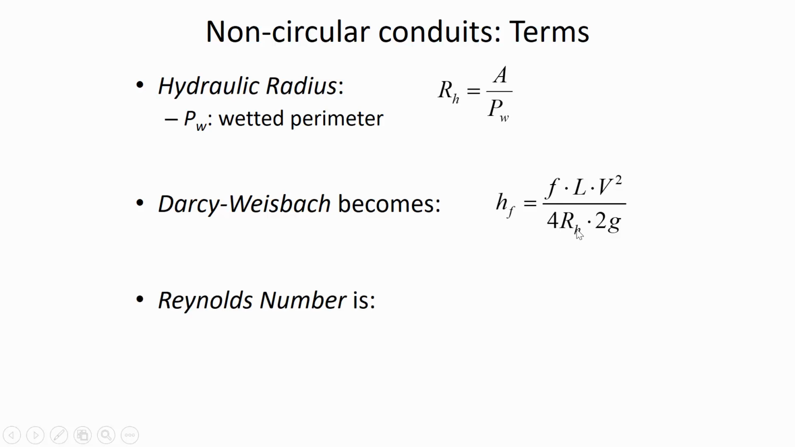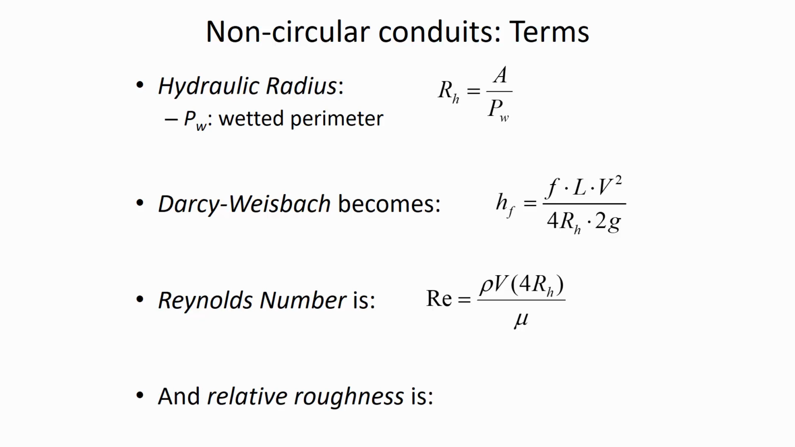If the conduit's non-circular, we can adjust Reynolds number so that it's density, velocity, and where we'd normally have diameter, we can say 4 times the hydraulic radius divided by viscosity, or the way that I more often like to write Reynolds number. Normally we say V times diameter divided by kinematic viscosity, so we could say V times 4 hydraulic radius divided by kinematic viscosity. Relative roughness. Where do we use relative roughness?